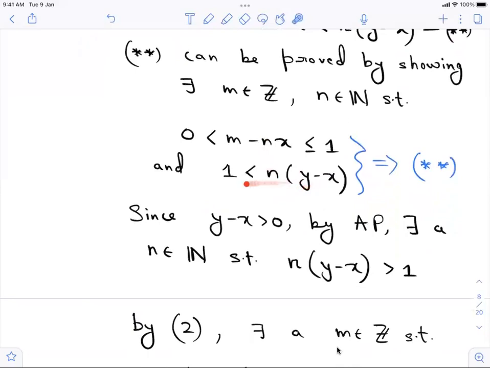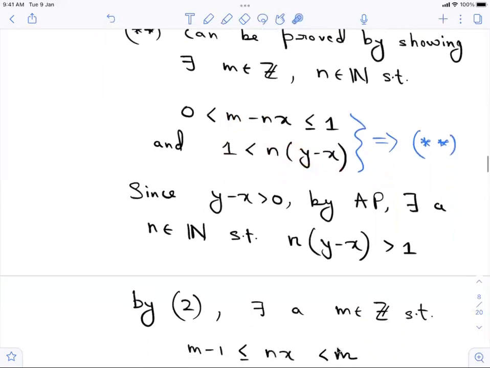First I'm going to get hold of this n, and then I'll think about how to find m. The choice of n is pretty clear. It's going to come from the Archimedean property. No matter what x and y were, y is bigger than x, therefore y minus x is a positive real number. So I can find a natural number n such that n into y minus x is bigger than 1. That's going to be the choice using the Archimedean property.